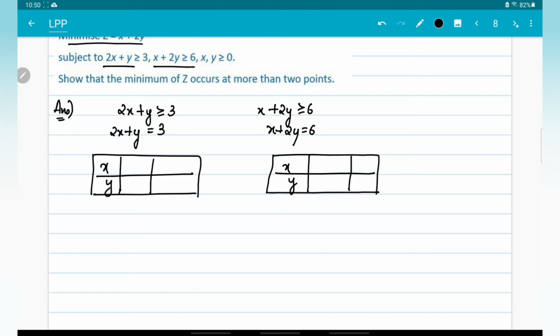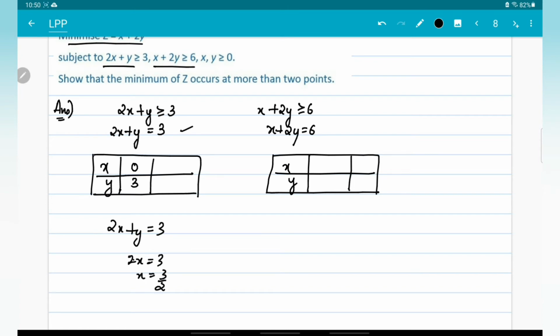Now for this first one, if I put x as 0, then my y value will be equal to 3, and suppose if I put y as 0, then I'll get a fraction. So to avoid this kind of fractions, see, if I put y as 0 in this, 2x plus y is equal to 3, I'll get 2x is equal to 3, that is x is equal to 3 by 2. So I'll get a fraction.